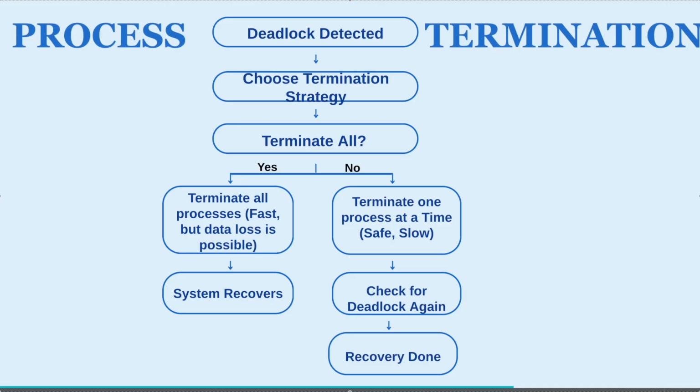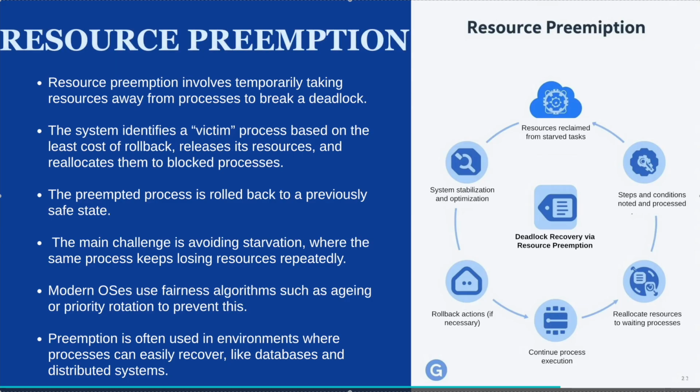Now, recovery by termination and resource preemption. There are two main ways to recover from a deadlock. The first is process termination. We can either terminate all the deadlocked processes, which is fast but risky, or terminate them one by one, which is slow but safer. The second approach is resource preemption, where the system temporarily takes resources away from certain processes and reallocates them to others to break the deadlock. However, preemption must be handled very carefully to avoid starvation, where the same process keeps losing the resource. Modern operating systems use fairness algorithms like aging or priority rotation to prevent that.